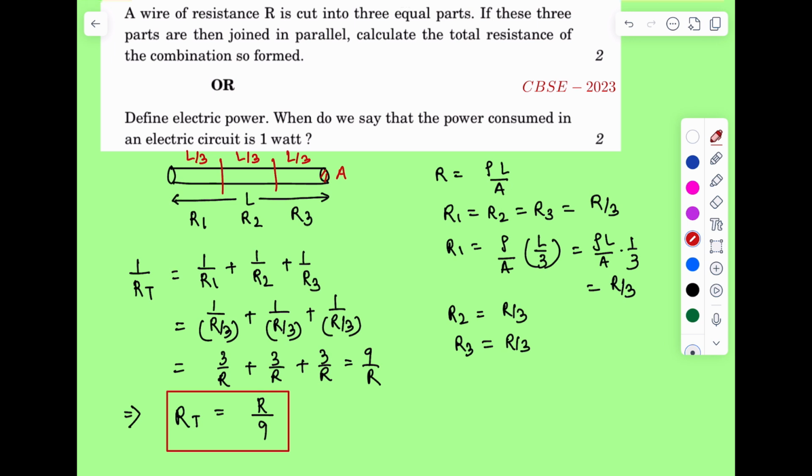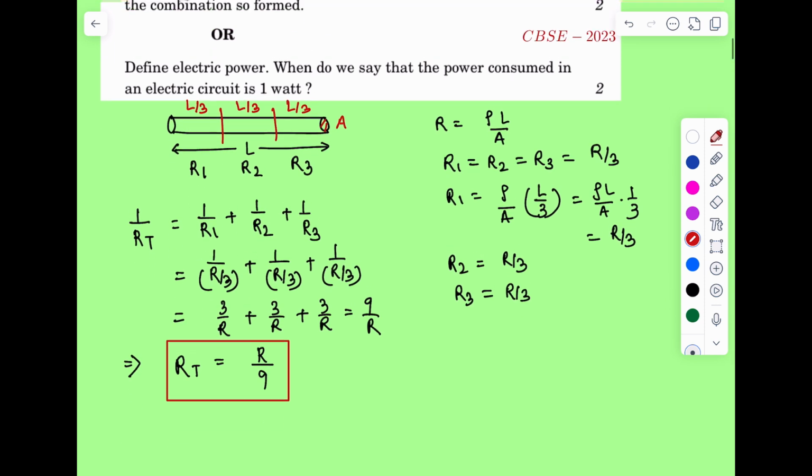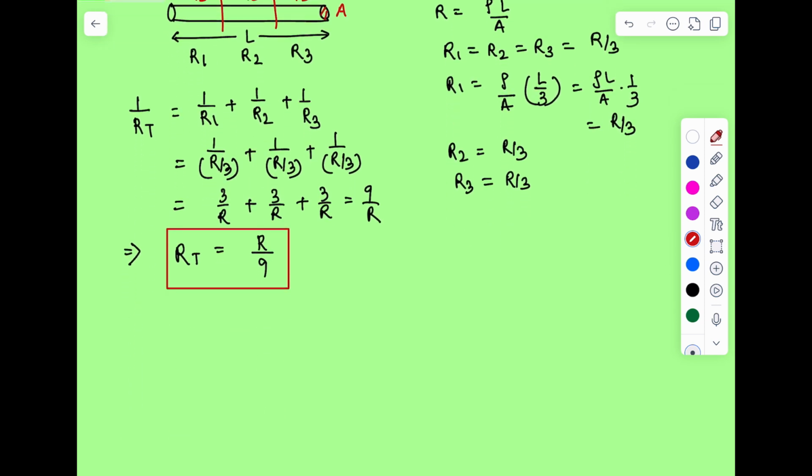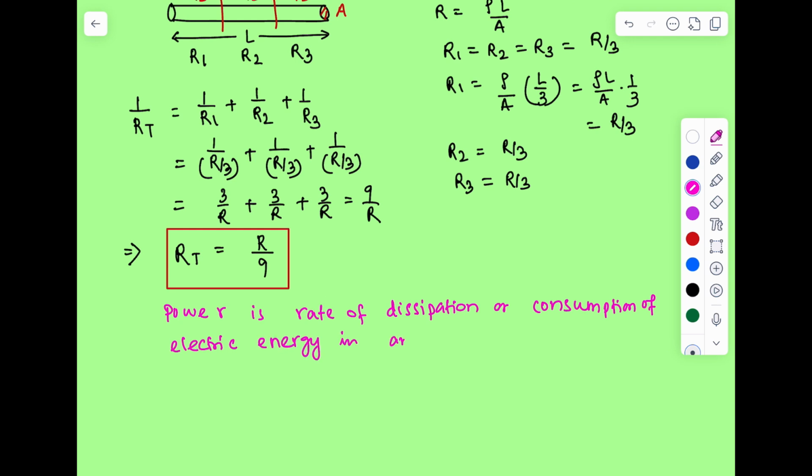Now the second part is to define electric power, and how do we say that the power consumed in an electric circuit is 1 watt. What is power? Power is defined as the rate of dissipation or consumption of electric energy in an electric circuit.